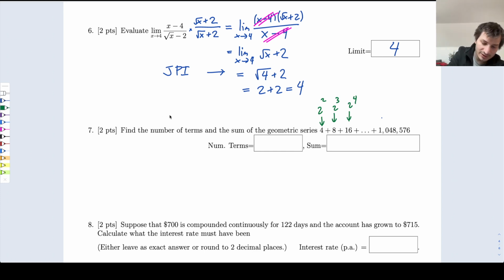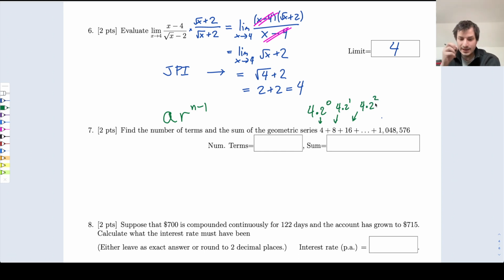Which of course, in general, it's a times r to the n minus 1. You multiply by r every time. And it just so happens here that the a value is also a power of 2. So it's all a power of 2. Actually, okay, why don't we do it? Let's do it in general. Let's write everything like this. This is 4 times 2 to the power 0. That's this one. This one is 4 times 2 to the power 1. This one is 4 times 2 to the power 2, and so on.